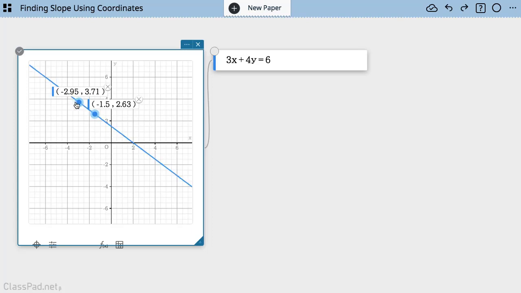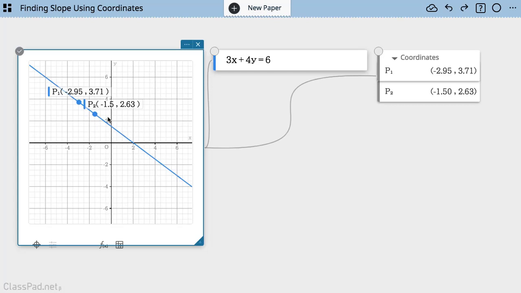You'll notice that it is highlighted even more, and I want to show label. What Classpad.net has done is create the first point as P1 and the second point as P2. It saves the first coordinate as x1 and y1, and the second coordinate as x2 and y2. If I chose additional points on the graph, it would do the same with point 3, point 4, and point 5. All right, really all we need to find slope is two coordinates, two points.